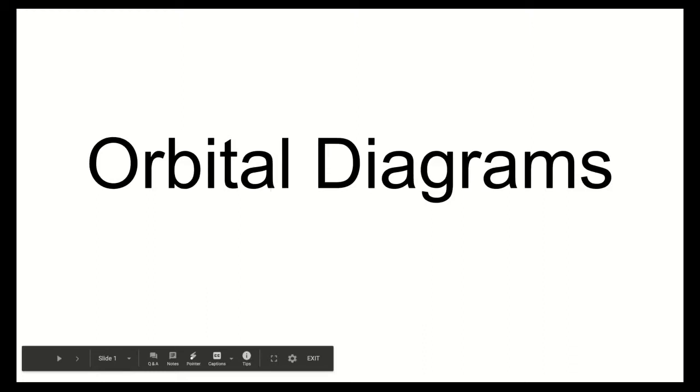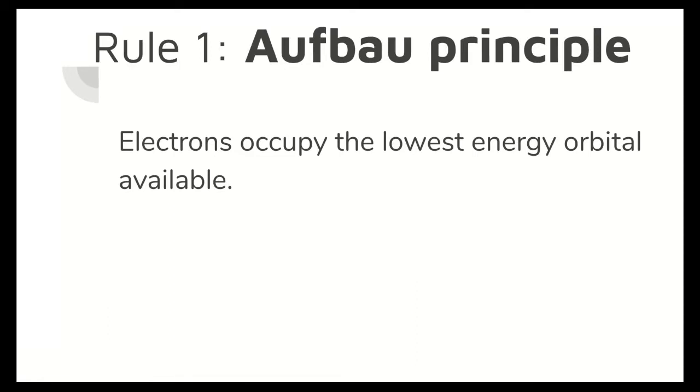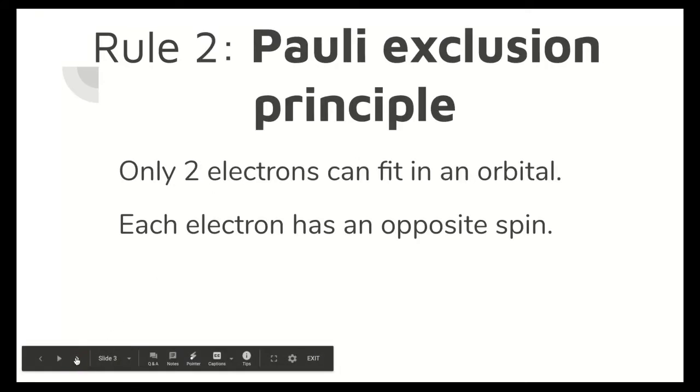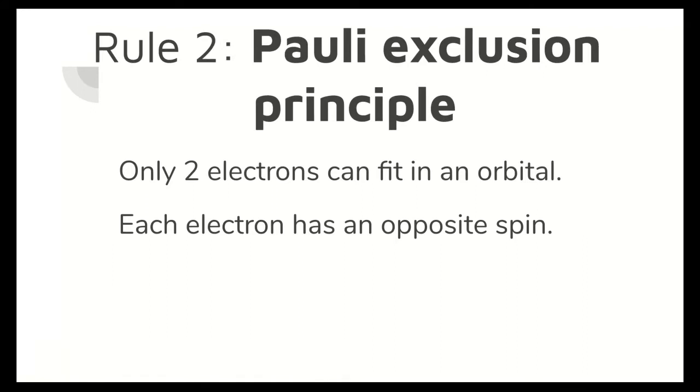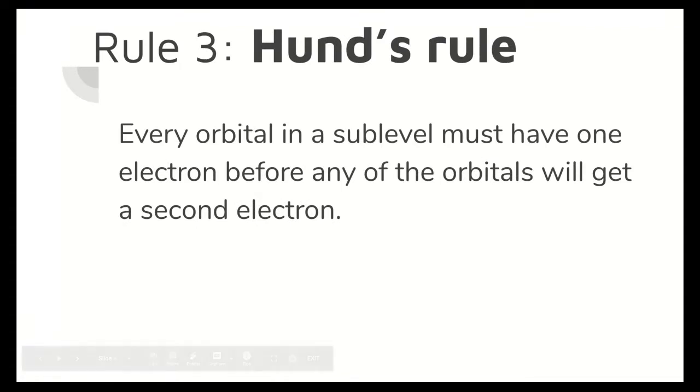So another way of modeling how electrons fill up energy levels and energy sublevels is using orbital diagrams. Orbital diagrams follow the same rules as electron configurations: electrons will occupy the lowest energy level and orbital first, only 2 electrons can fit in an orbital, and each electron has opposite spin, and every orbital in a sublevel must have 1 electron before any of the orbitals will get a second electron.